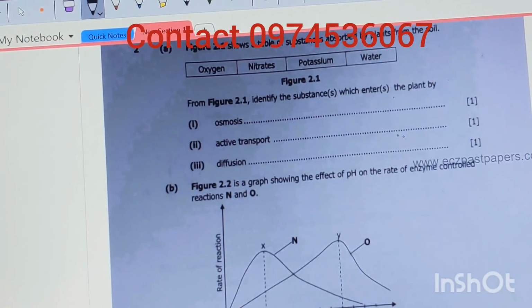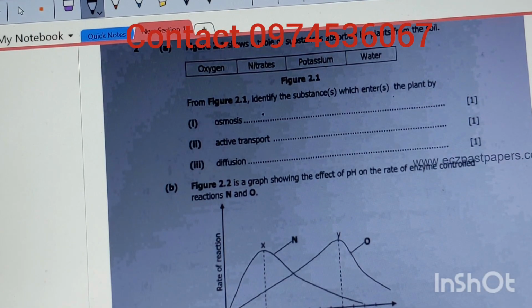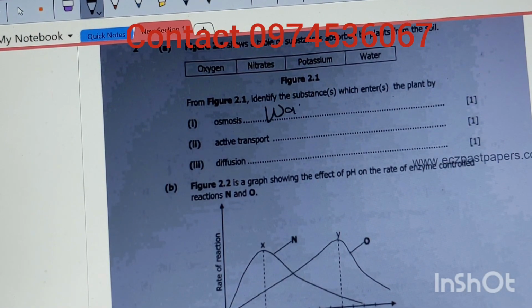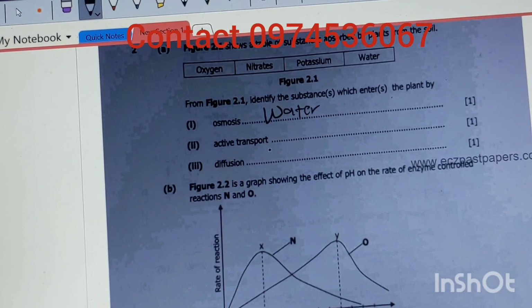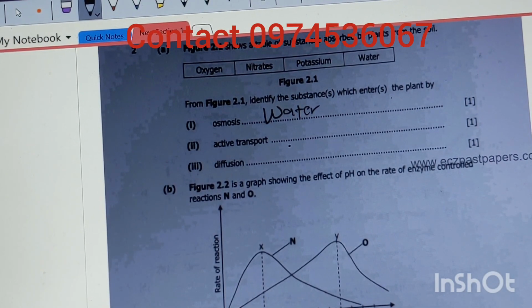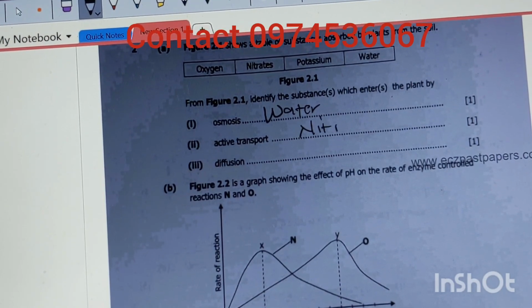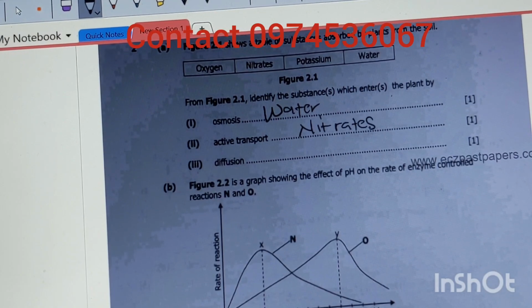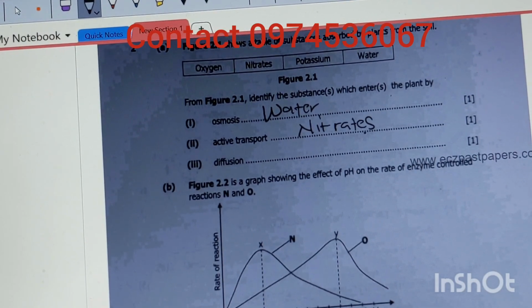So we know that osmosis is the movement of water. So here we're going to add water. So active transport is against a concentration gradient, and it involves usually charged substances. So here we're going to say nitrates, which are charged. So they have to move against a concentration gradient.